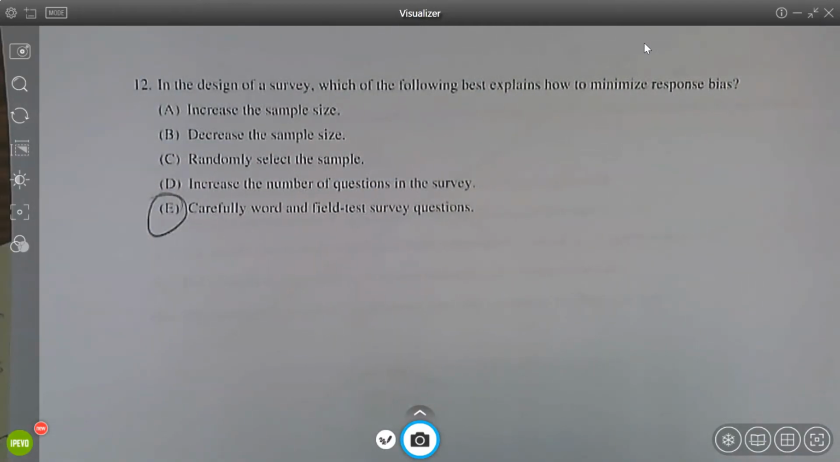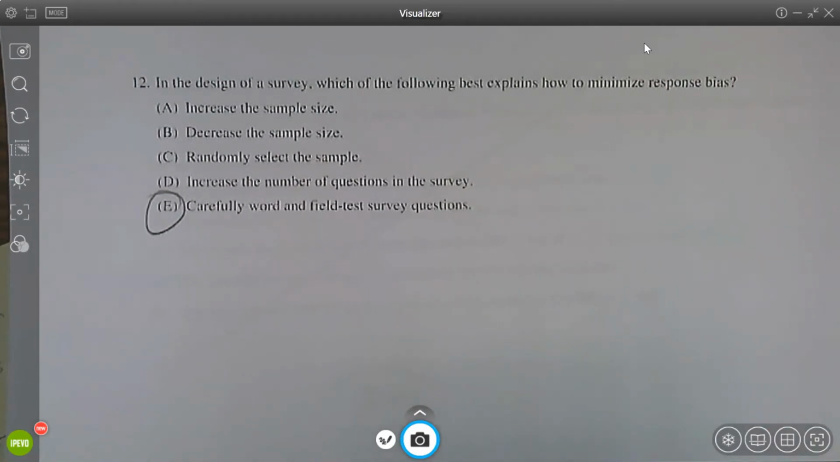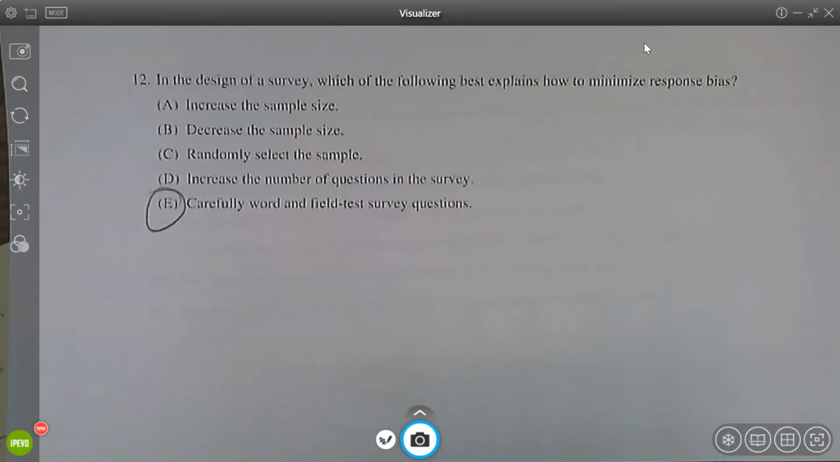To minimize response bias is anything specifically that's done to manipulate the response on a survey. So that would be E. You want to make sure that the wording is done correctly, and you want to test it ahead of time before you hand out the official survey.